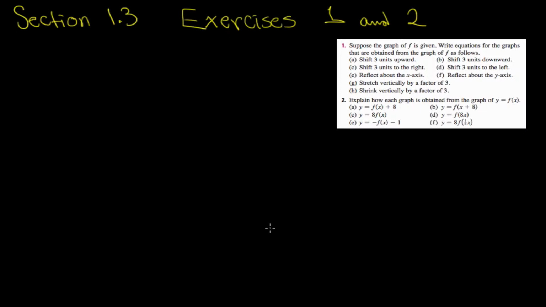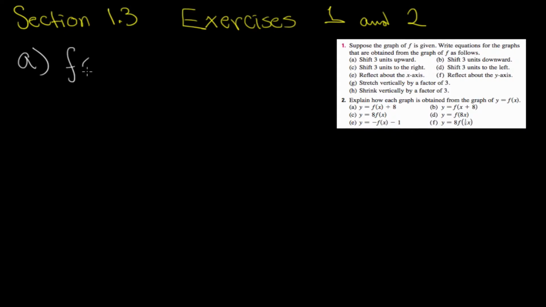I have the question here. This is actually copy and pasted from the PDF version of the book on my computer, and this should be exactly what you have if you have the physical book. Question 1 says, suppose the graph of f is given. Write equations for the graphs that are obtained from the graph of f as follows. A will be our first one: a shift of 3 units upwards.